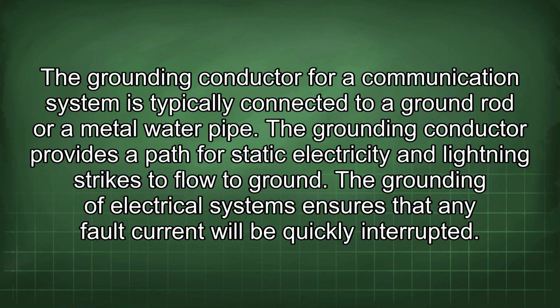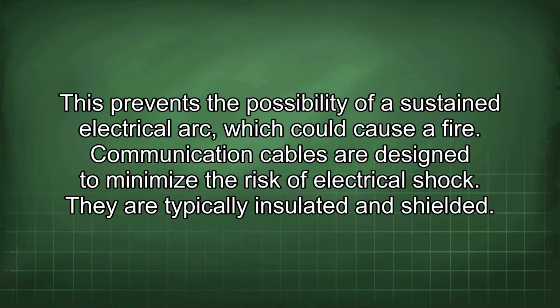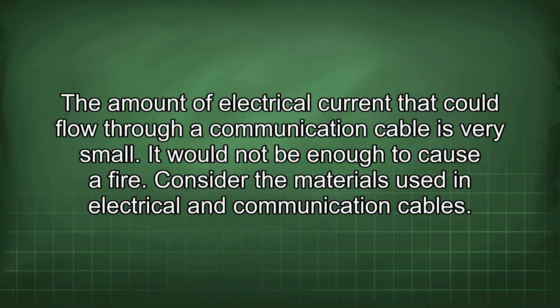The grounding of electrical systems ensures that any fault current will be quickly interrupted. This prevents the possibility of a sustained electrical arc, which could cause a fire. Communication cables are designed to minimize the risk of electrical shock. They are typically insulated and shielded. The amount of electrical current that could flow through a communication cable is very small. It would not be enough to cause a fire.